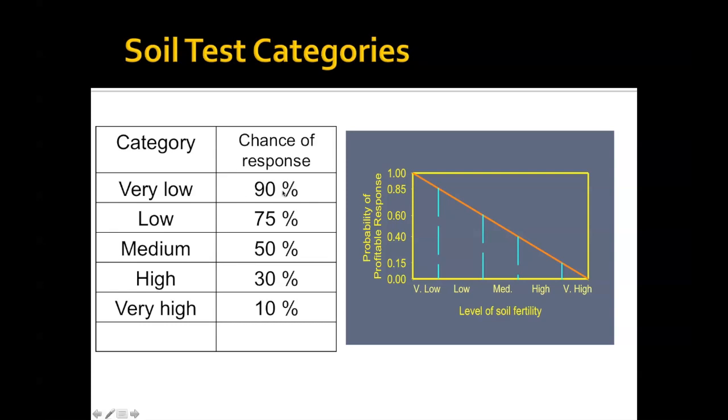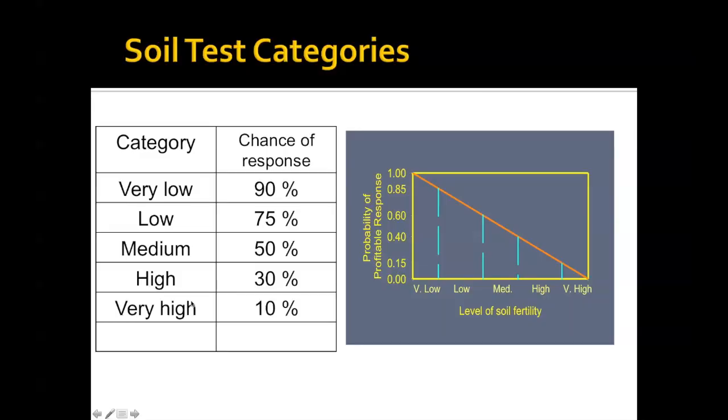But when you've got very low, whether it's soil test phosphorus or potassium, it doesn't matter, you're almost assured of a response if you were to add that particular nutrient, be it phosphorus or potassium. Low, medium, high. When you've got very high soil test nutrients in that soil, again, phosphorus or potassium, the chance of a response, in other words an increase in yield, will be much lower.